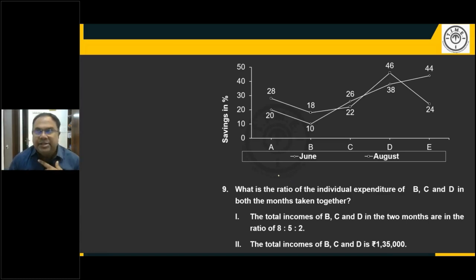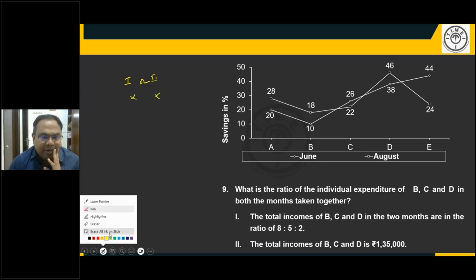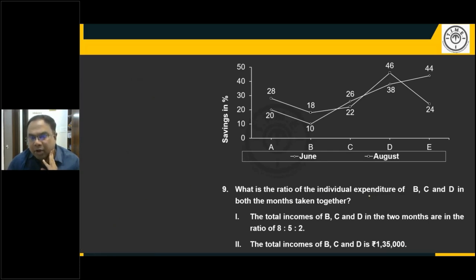What is data sufficiency? Try and answer using minimum data. So first I'll see individually whether you'll get the answer or not. First statement alone, second statement alone. If not, either 1 or 2. Individually you are not getting it, then only you'll combine, right? Let's look at this. What is the ratio of individual expenditures of B, C, D in both the months taken together?